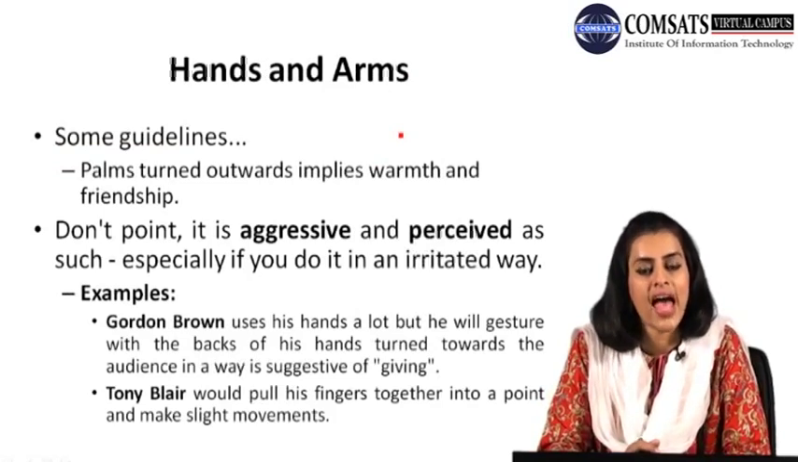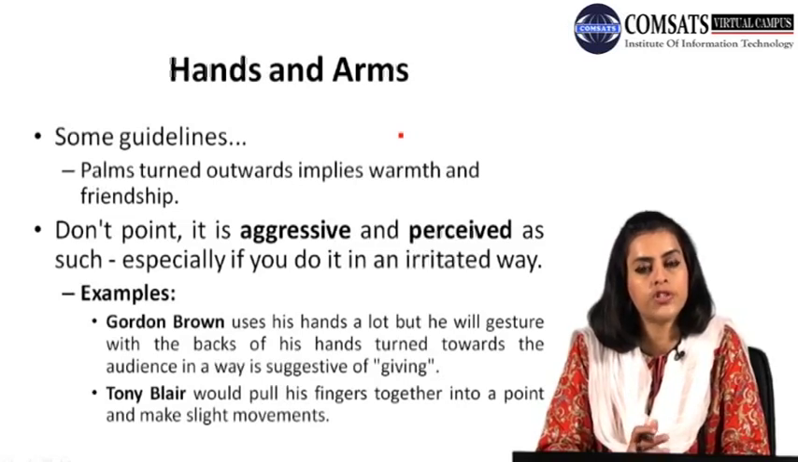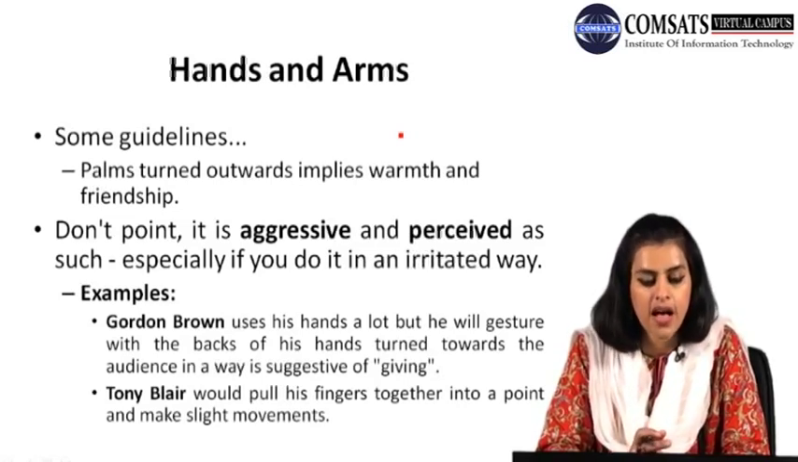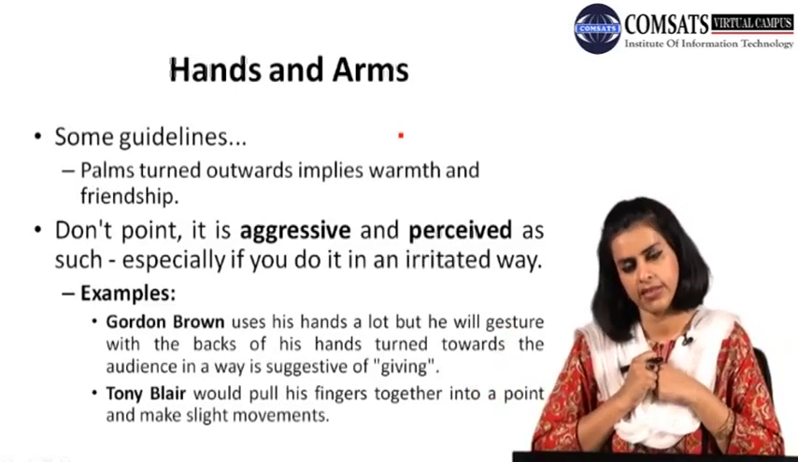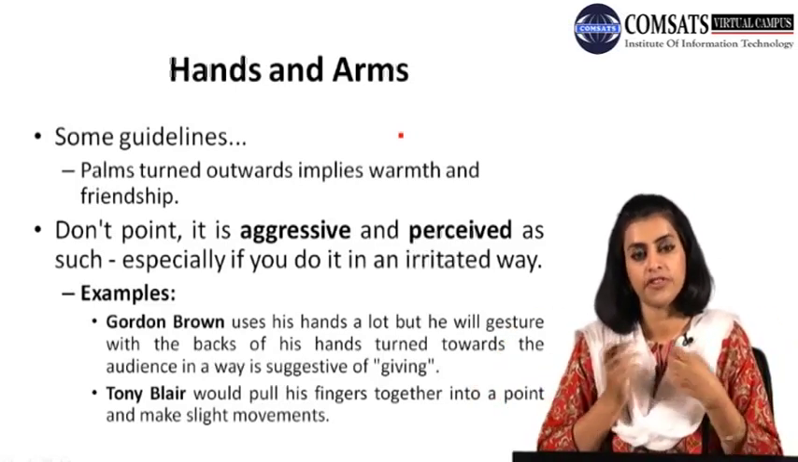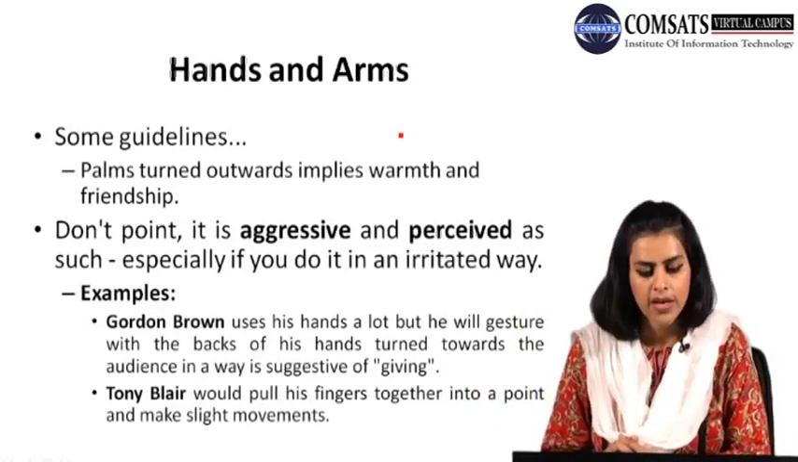Now coming towards the hands and arms, that's another non-verbal behavior that should be properly addressed. There are some guidelines for making use of your hands and arms. Palms turned outwards implies warmth and friendship, like this. So if you have your arms like this, it means that you are not very friendly and you are not really warm and welcoming.